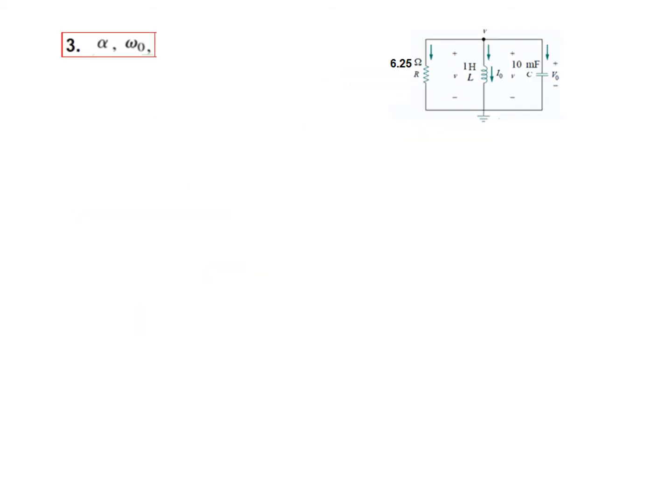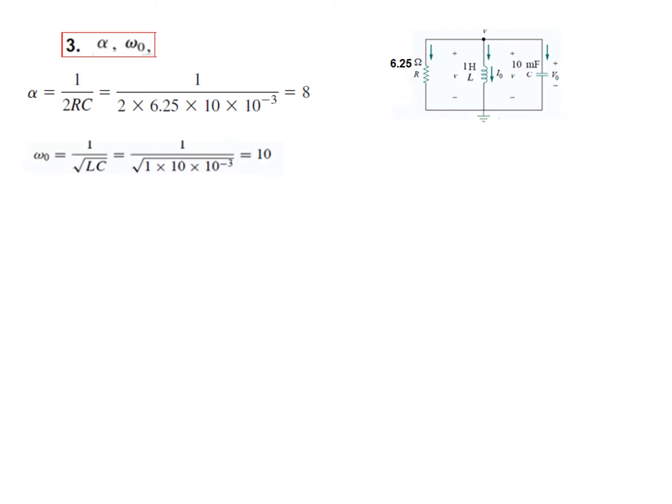Now let's move on to the third step. In the third step, we try to find alpha and omega. We know the formula. For parallel, it is alpha is 1 over 2 RC. So putting the value of R and C, alpha comes to be equal to 8. And the omega is 1 over under root LC, and this is equal to 10. And now if you note that alpha is less than omega, so this is an underdamped case.